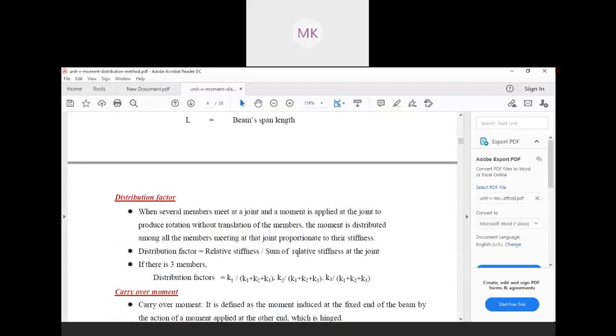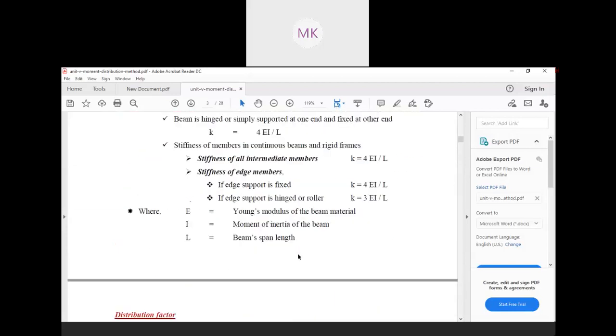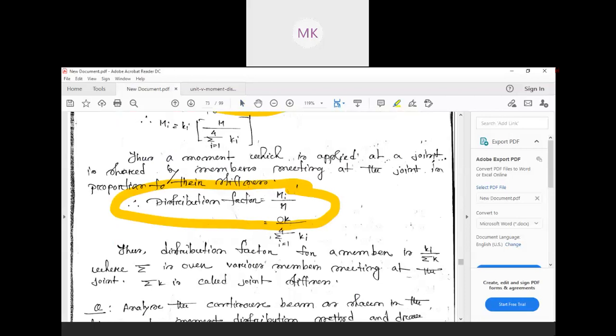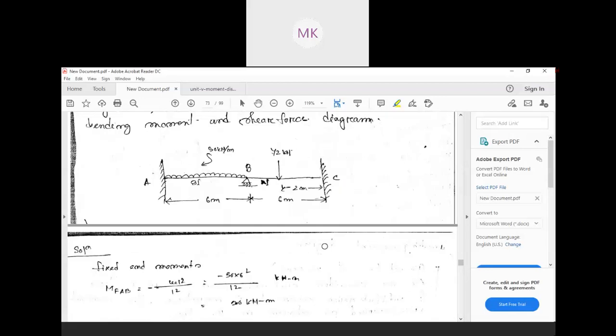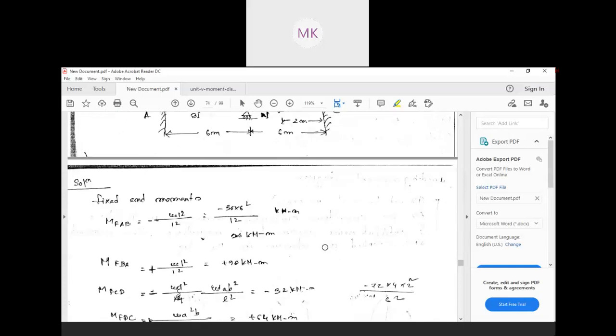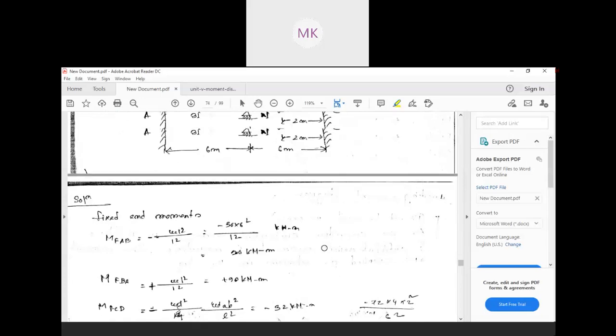I will give this PDF to you. All of you please go through that. The notes are also given in this. So in the next class, we'll discuss a numerical. Today we'll not start the numerical as it is long, we will not be able to finish it today, so we'll start it in the next class.